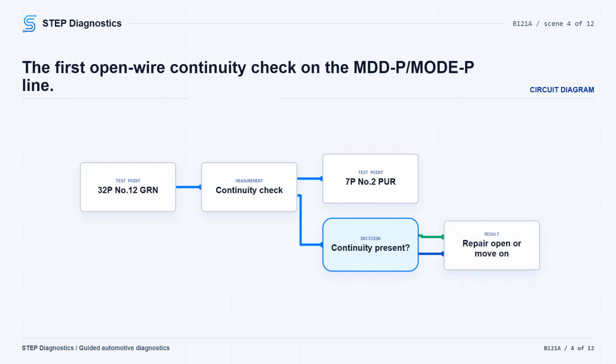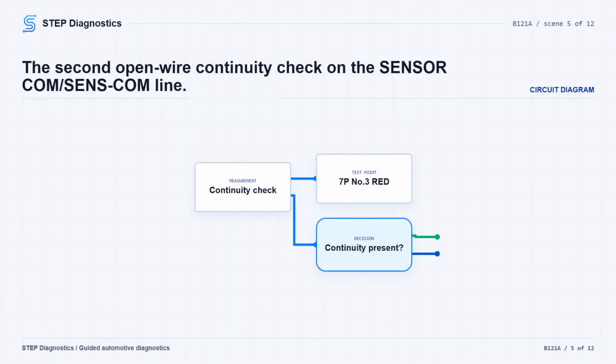First, check continuity on the MDDP/ModeP line between the climate control unit 32P connector No. 12 GRN and the mode control motor 7P connector No. 2 PER. If there is no continuity, repair the open between the climate control unit and the mode control motor. If continuity is present, that wire is not open.